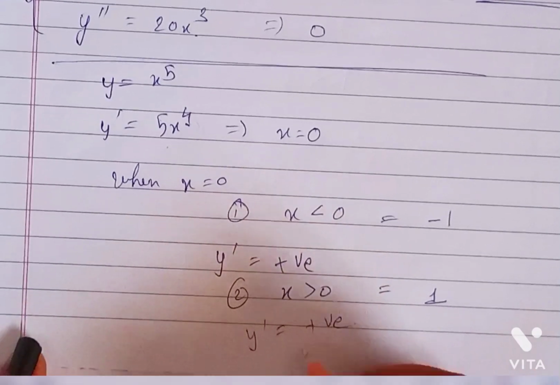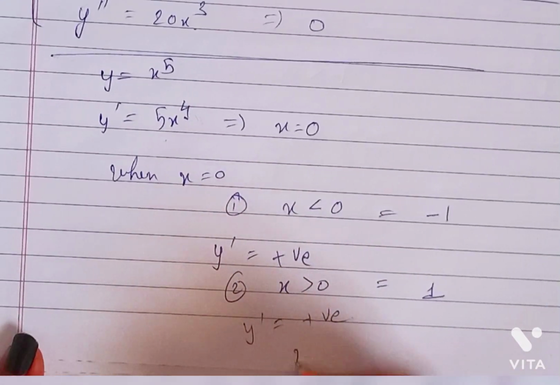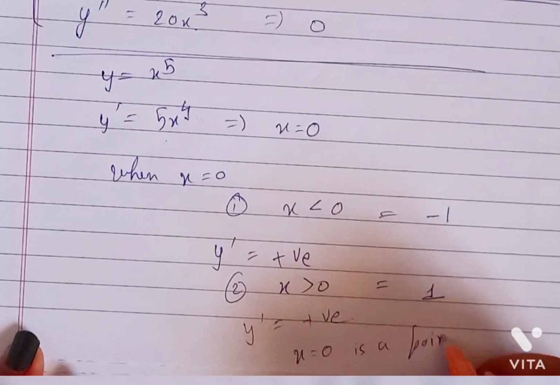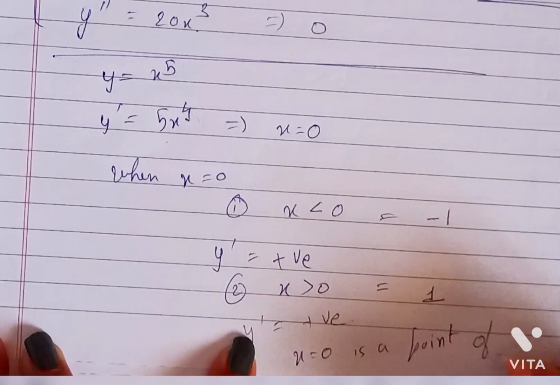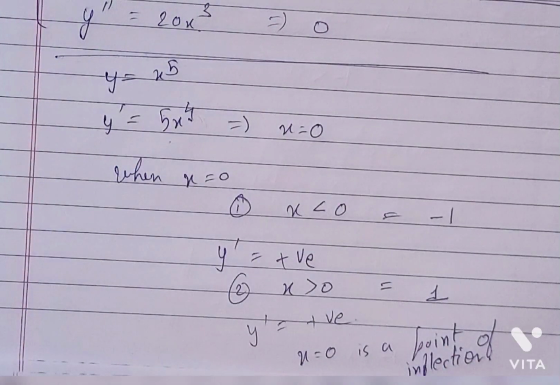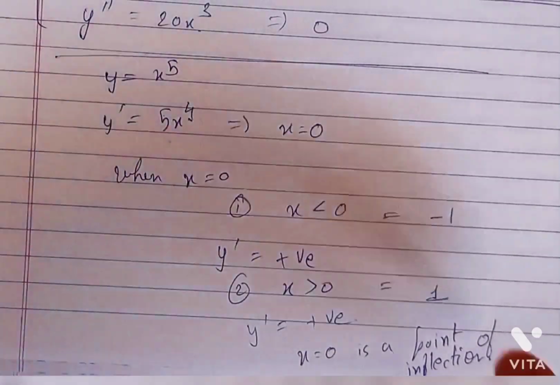So from here you could see that x equals 0 is a point of inflection, and this is the answer. So the turning point is 0 and 0 is the point of inflection. Alright, now another question we'll see.